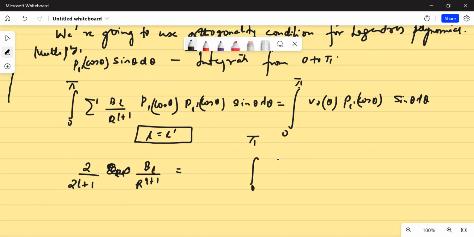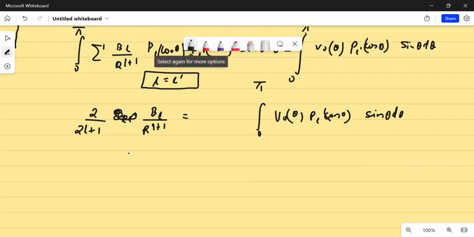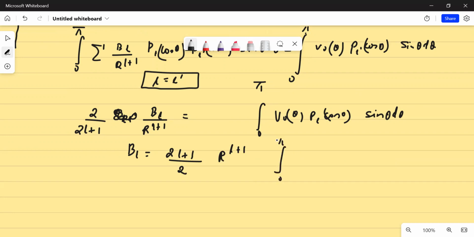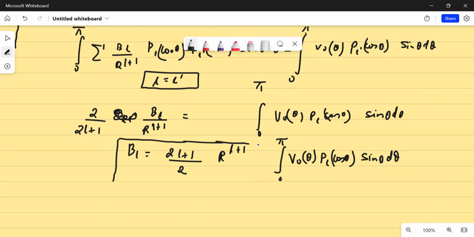It is equal to the integral from 0 to pi of V naught theta PL cos theta sin theta d theta, because L is equal to L dash, so instead of L dash, I have simply written L. Now, what will come out here? BL would come out as 2L plus 1 upon 2, times R raised to power L plus 1, times the integration from 0 to pi of V naught theta PL cos theta sin theta d theta. Once you find BL, now one can find the potential anywhere outside the sphere.